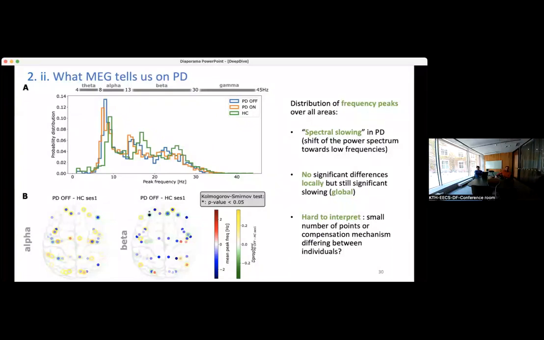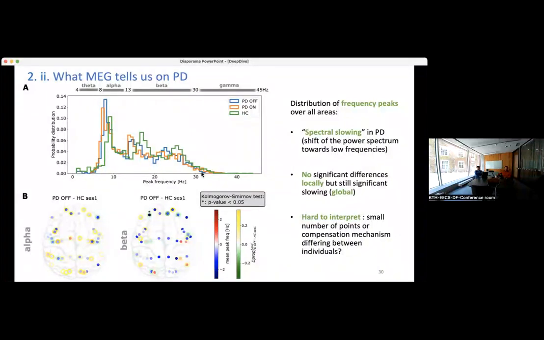Okay, there is another thing, sorry, I forgot that. We can also look at the peak frequencies, how they change between PD patients and healthy controls, and this is from our study. What you can show is that when you look at the peak frequency, there is what is called a spectral slowing, a shift in the distribution of the peak frequency towards low frequency when you have Parkinson's disease. Parkinson's is in blue, and on and off refers to medication, which is just dopamine that we give to the patient.